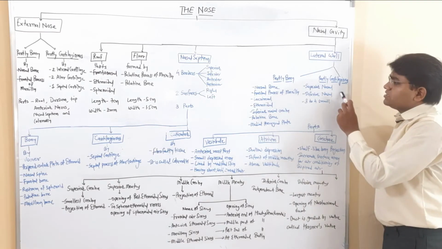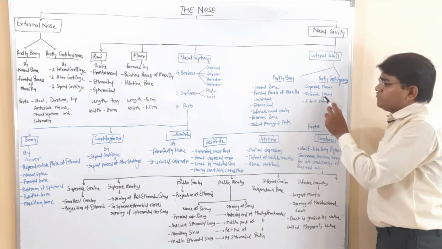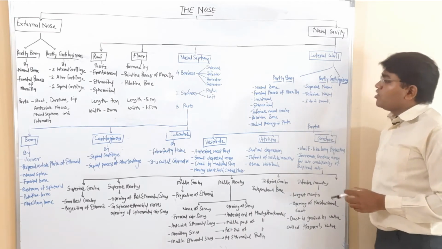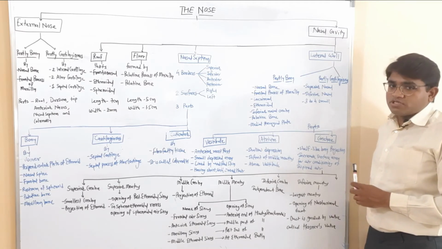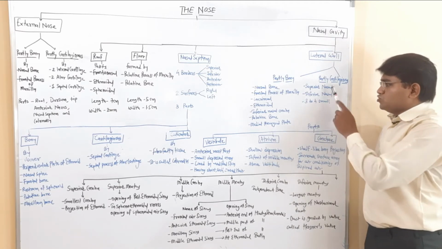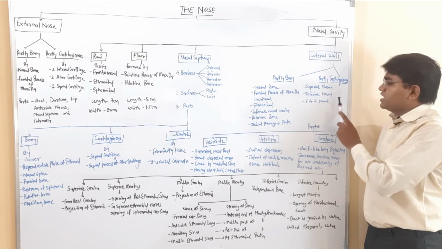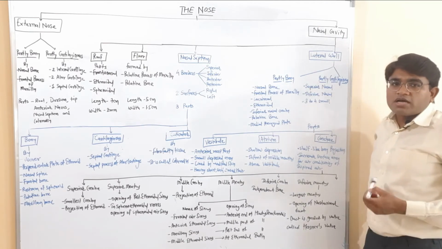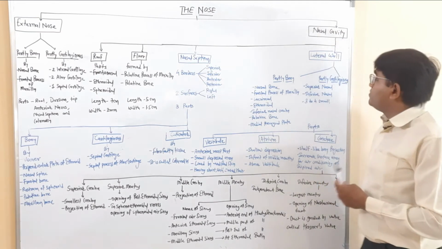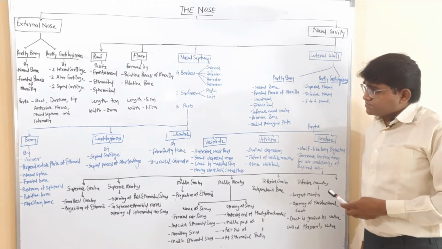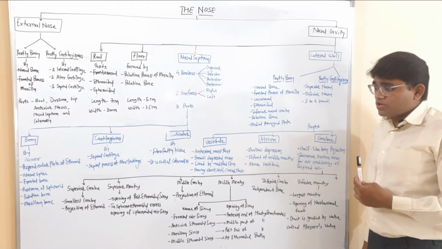Then the cartilages: the superior nasal cartilage, inferior nasal cartilage and 3 to 4 small cartilages. All these cartilages participate in the formation of the lateral wall. They are the superior nasal cartilage, then the inferior nasal cartilage and the 3 to 4 small cartilages. Then the parts of the nasal septum: it has 3 parts, the bony, cartilaginous and cuticular part.